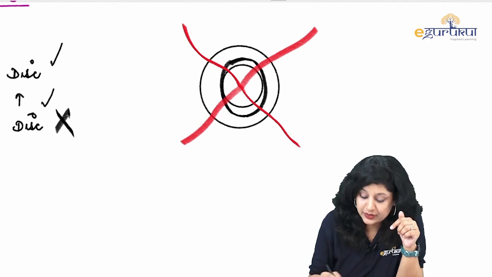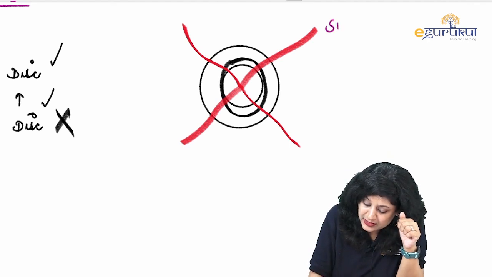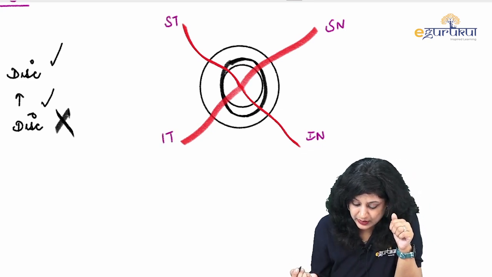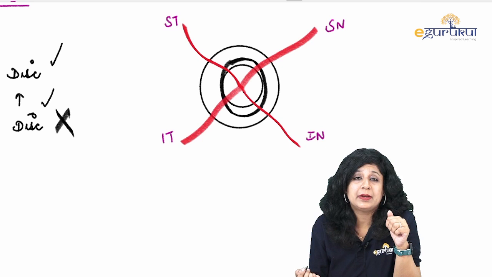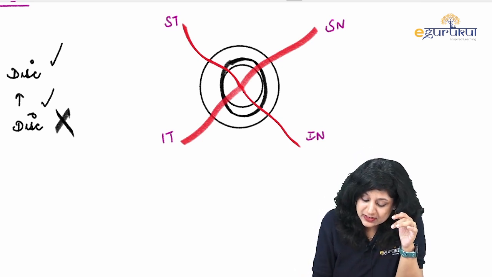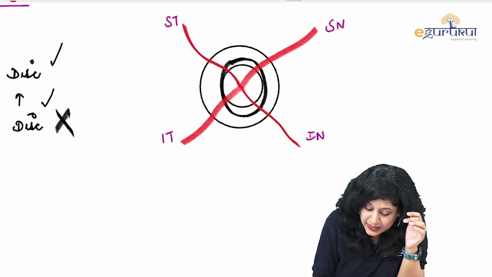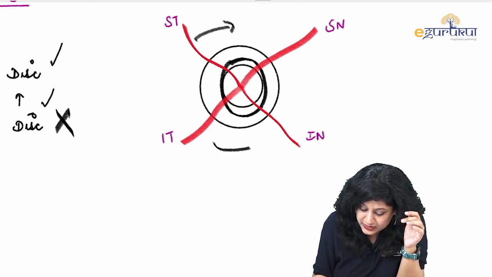We have got 4 end arteries. So 2 are on the nasal side, supranasal and infranasal, and 2 on the temporal side, supratemporal and infratemporal. Now what is happening? There is an increase in the size of this optic cup. So slowly and gradually these vessels are moving towards the nasal side.